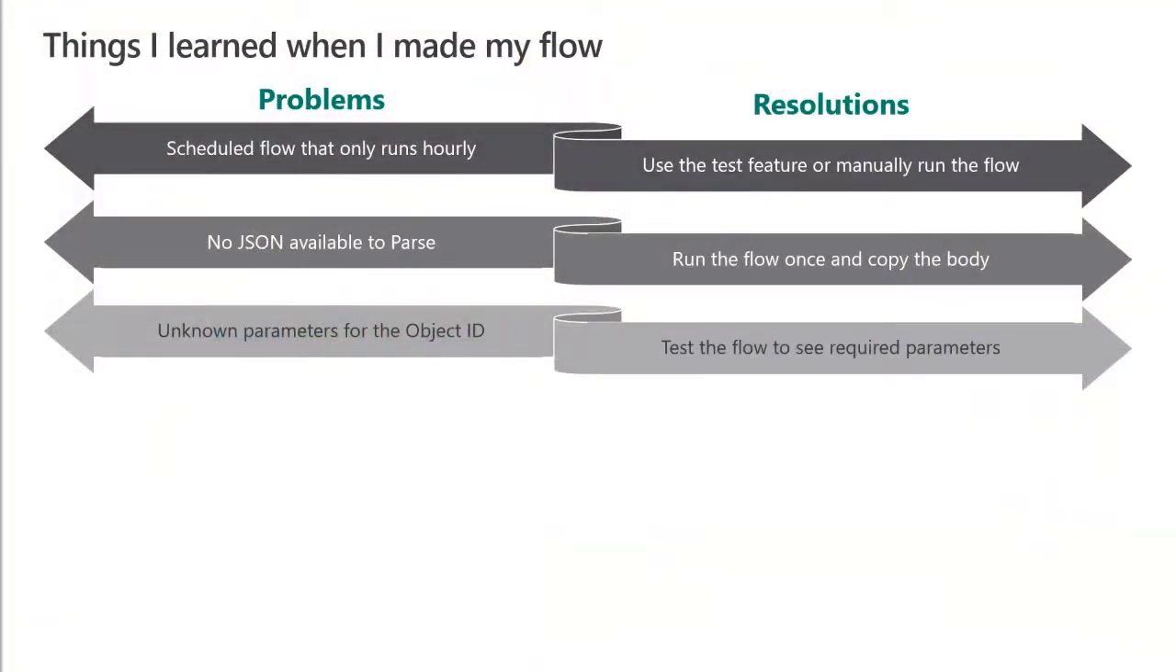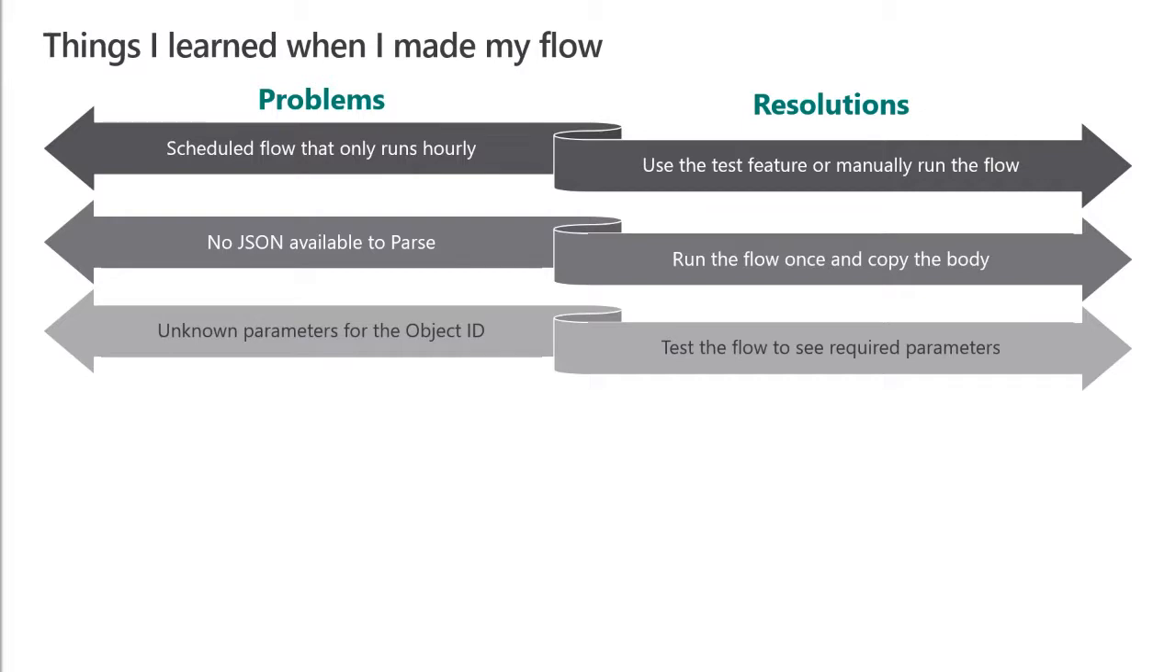So a few things that I learned when I was making this flow. The first thing is that in my case, my scheduled flow only runs hourly, and I don't want to sit there and wait for an hour to see if my flow run works. So you can always use the test feature, or you can manually run the flow by clicking on the run icon or the play icon on that particular flow. Otherwise, don't feel like you need to temporarily set it up to run every 1 minute, because you can just run it ad hoc as well by clicking on that play icon or clicking on the test on your flow.